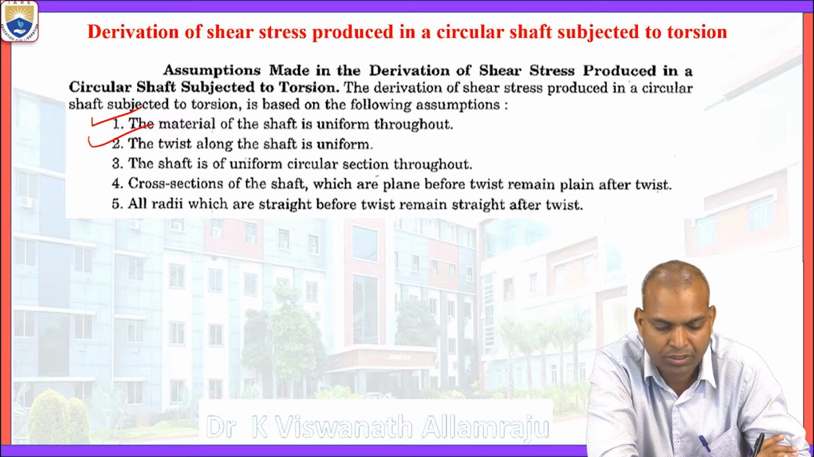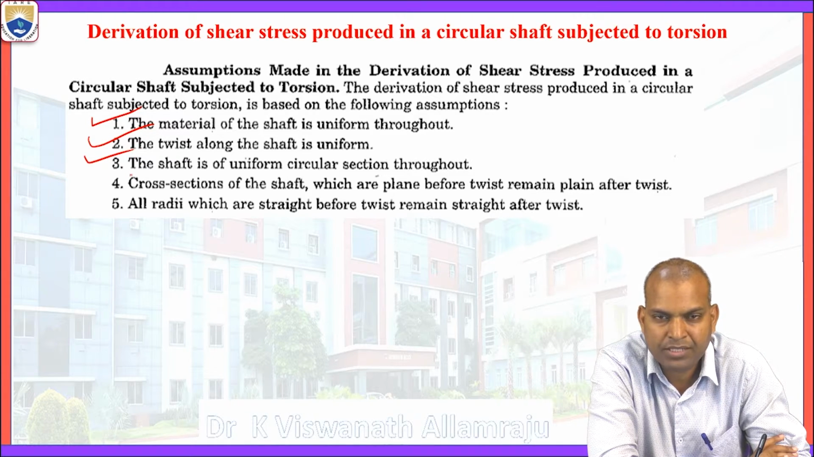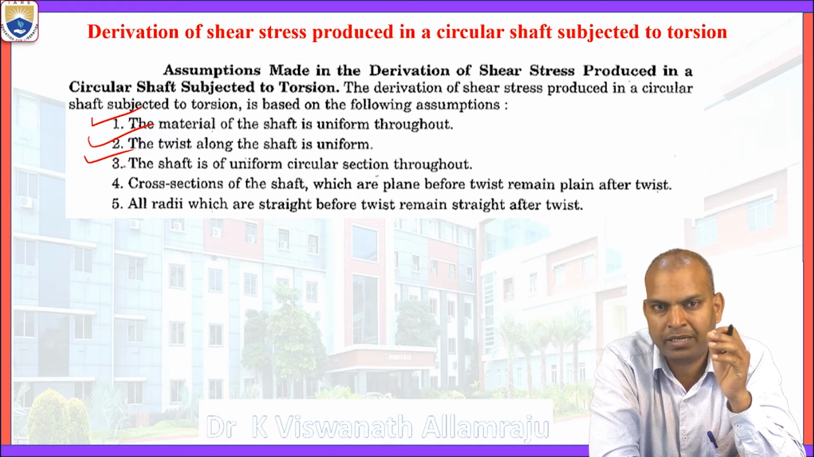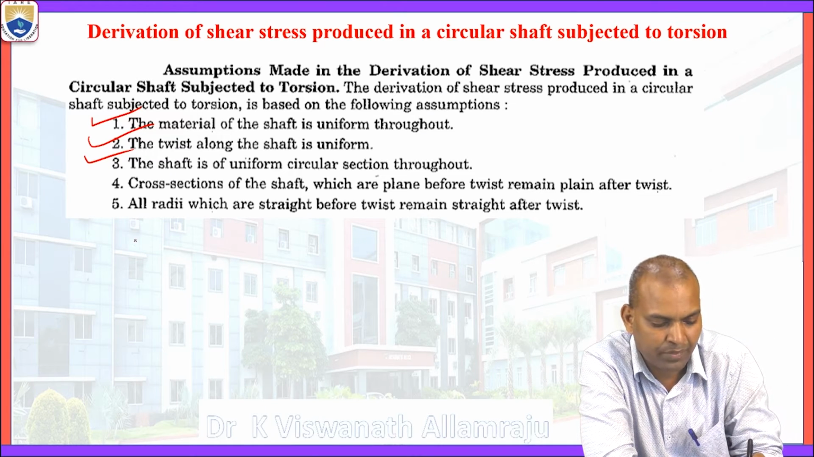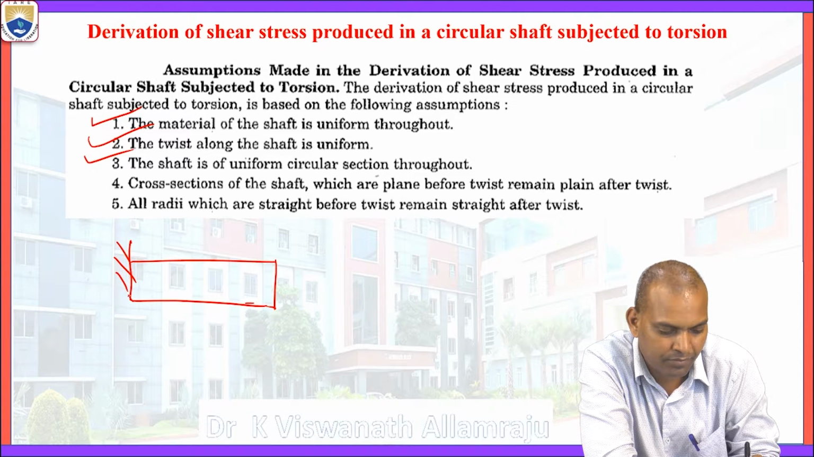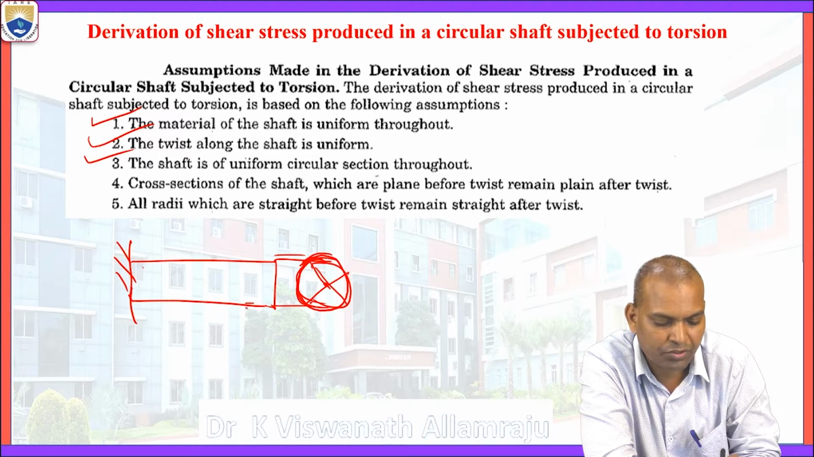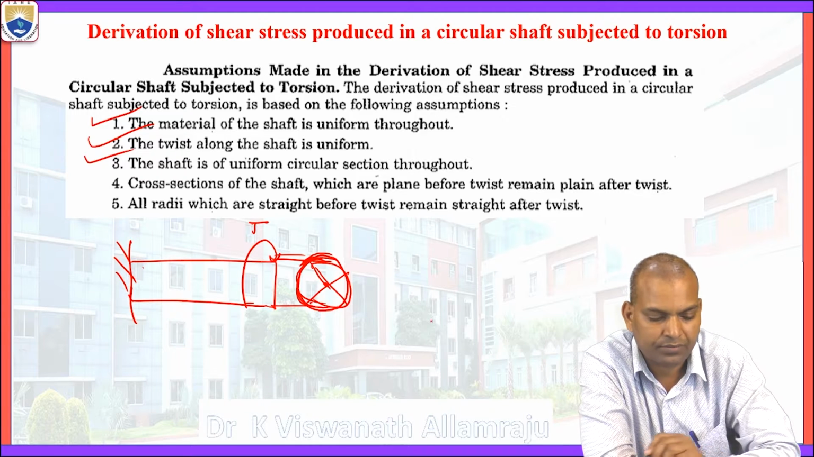That means linearity following. The third important assumption is that the shaft remains having a circular cross section before the twisting moment and after the twisting moment, or before torque applied and after torque applied. The cross section of the shaft remains the same, only circular. There is no reduction in cross section. It remains the same before and after twisting.